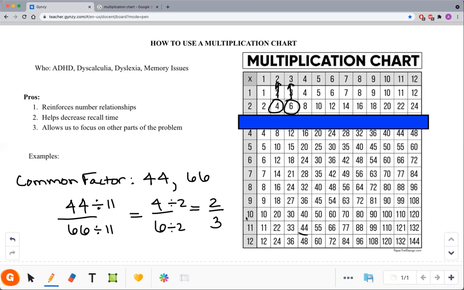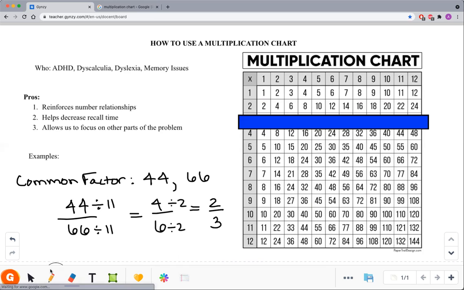So that's why that works. So with kids with ADHD, the brain is going so quickly that you do want to write it out. But more importantly, one of the reasons we want to use the multiplication chart is because of the recall issue. It takes a lot of energy for students with ADHD to recall information.